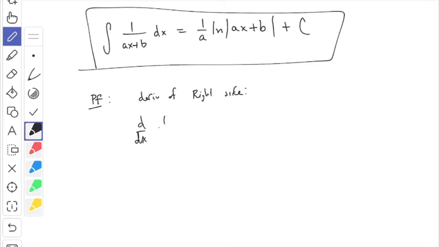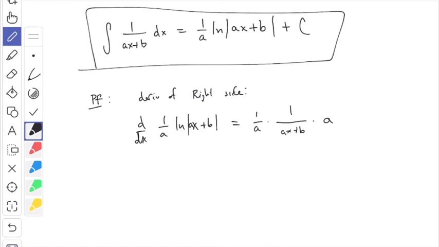Derivative of 1 over a ln absolute value ax plus b. What you get is the 1 over a is a coefficient, so that will stay as a coefficient. And then what's the derivative of the natural log of all that? Well, it's 1 over the inside. And then the chain rule says I have to multiply by the derivative of the inside, which is a.